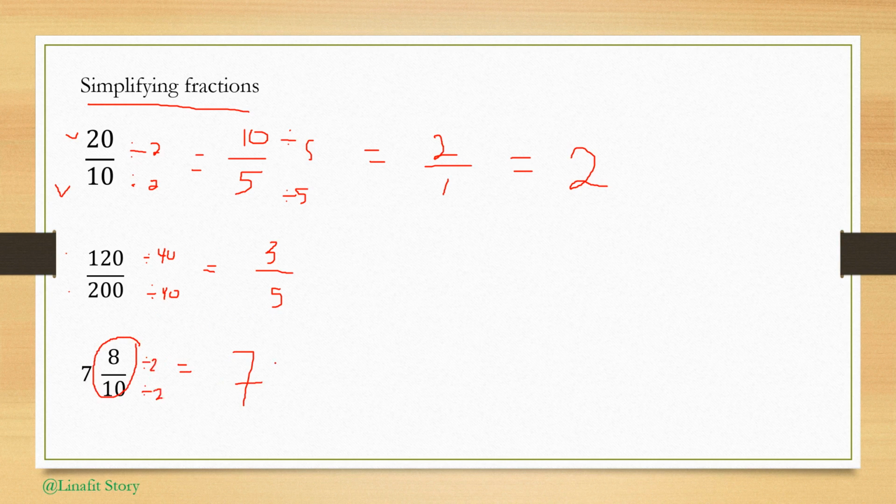8 divided by 2 equals 4. 10 divided by 2 equals 5. So the answer is 7, 4 out of 5. And so don't forget, when you are simplifying fractions involving a mixed number, you just simplify the fraction.